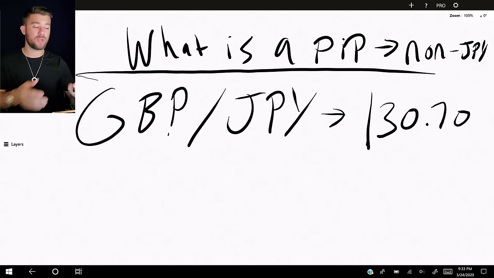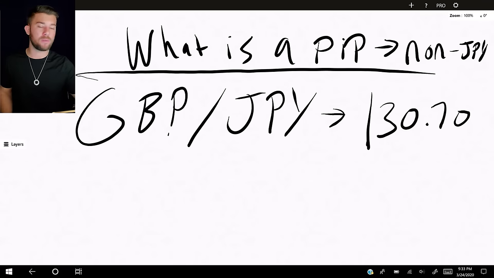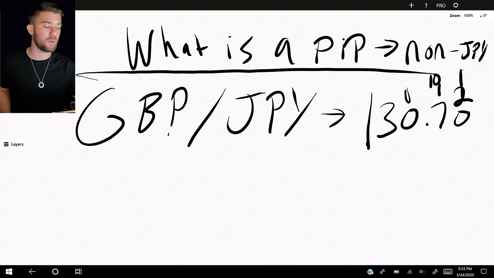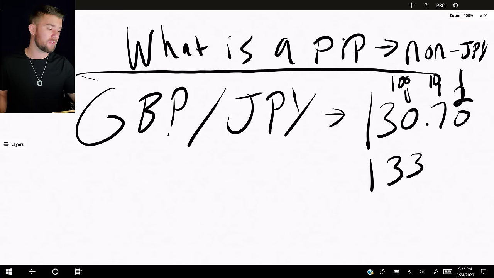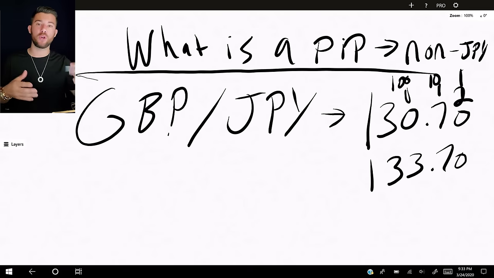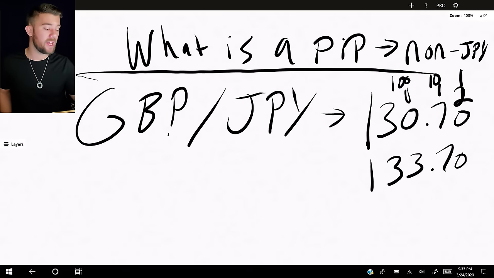As you'll notice, because this pair has JPY in it, we only move two decimals from the decimal, right? So if we have 130.70, then decimal one would count as how many pips? This is our tens, remember? And then this, our second decimal, decimal two, is going to be one pip. So our zero on the 130 is going to be 100 pips. So if this market goes to 133.70, what do we have? How much of a move did we have in the pound yen? We had a 300 pip move, a plus 300 pip move.